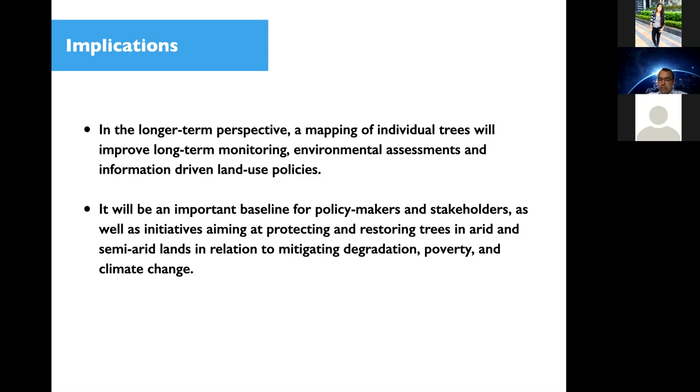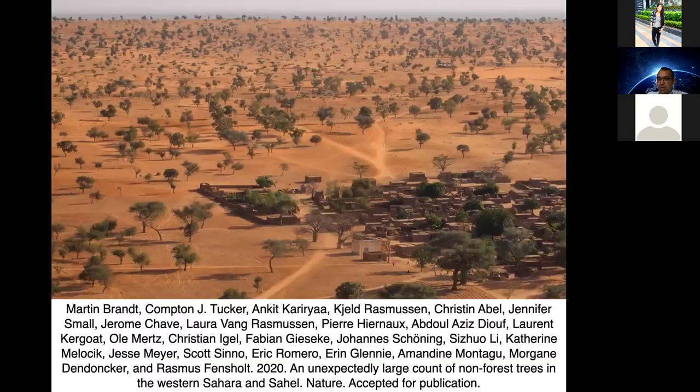And basically that will allow us to monitor and assess them over a very long period of time, so we can see how climate change or many other factors impact individual trees over a long period. And this will also help policymakers and different stakeholders at protecting and restoring these trees in the arid and semi-arid areas in relation to mitigating degradation, poverty, and climate change. So that's why it was a very impactful study.